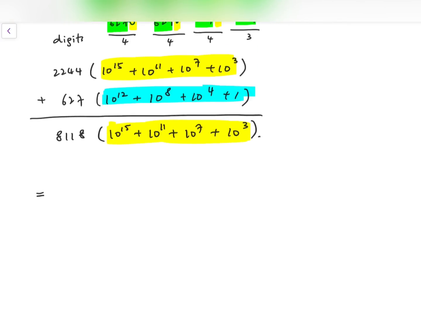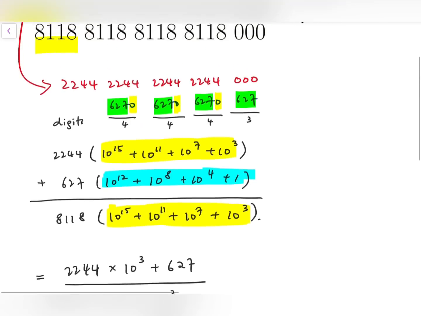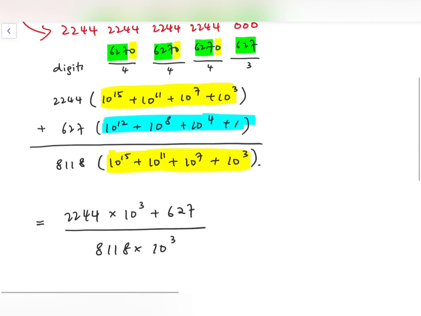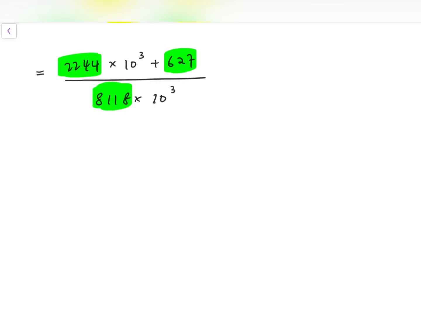And after simplifying, you will see you have 2244 multiplied by 1000 plus 627, and all divided by 8118 times 1000. Now this is a much easier fraction to simplify, instead of the one above where we have 19 digits on both entries. So now from this we can try to find out the prime factorization of these 3 numbers, which are much easier than before. Now for the first one, we have 2244.